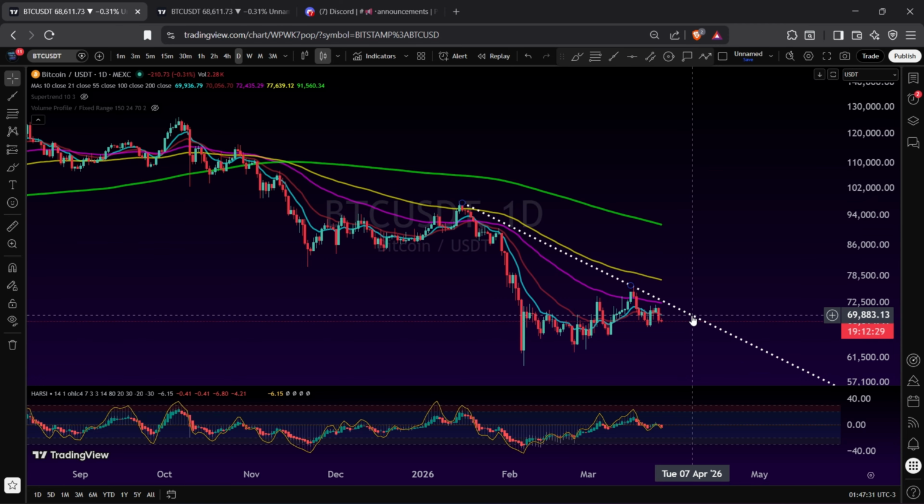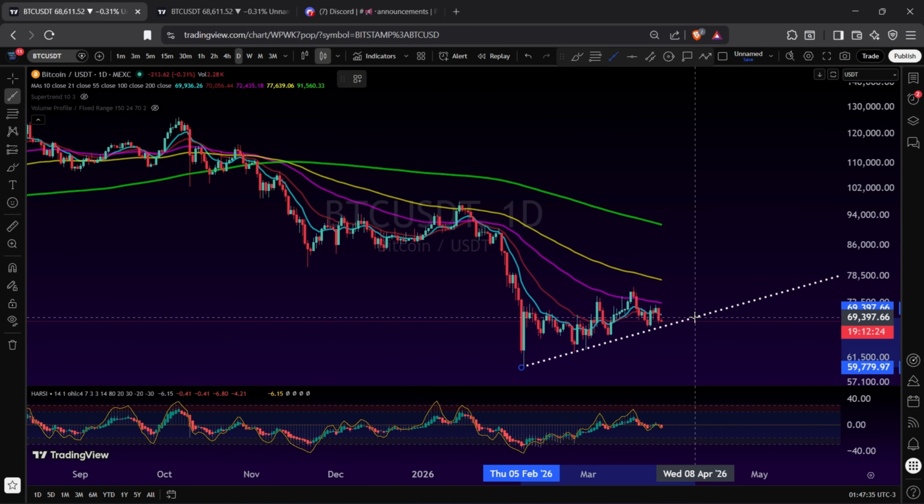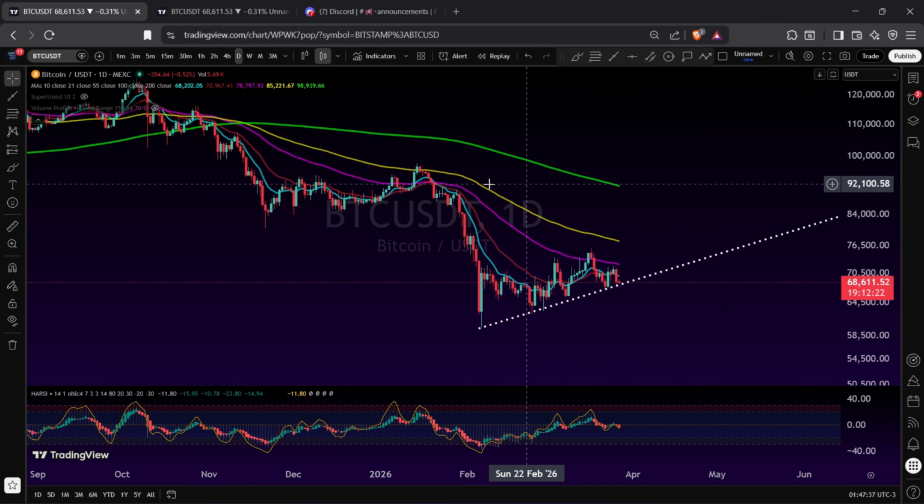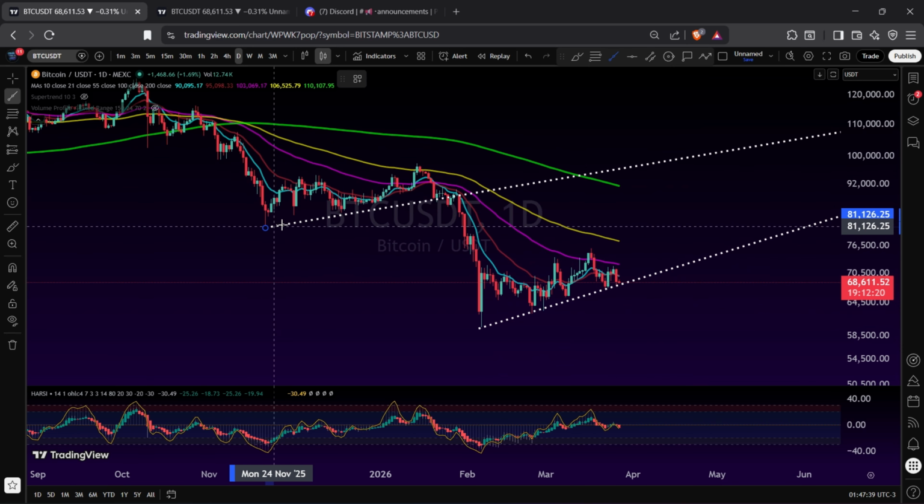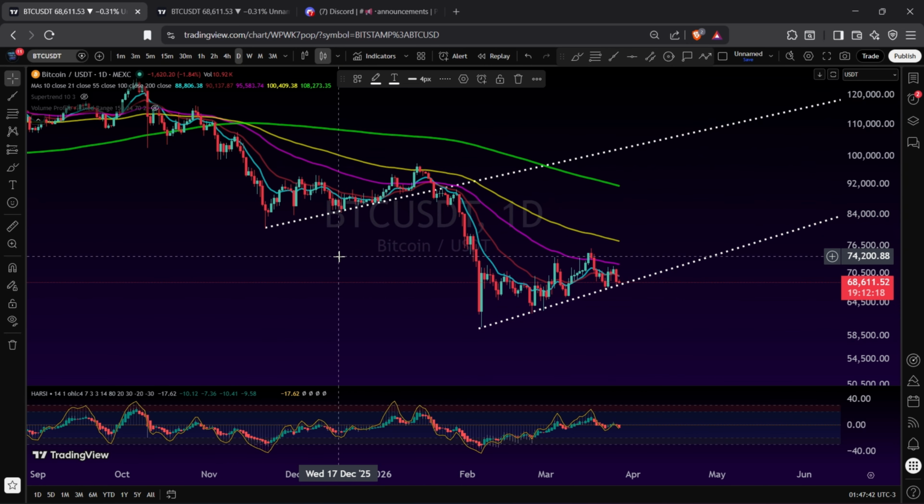When I'm mapping an uptrend, I anchor the ray to the absolute lowest wick of a major correction and connect it to the next significant higher low. I don't cut through the bodies of the candles. I want to see the exact perimeter of the market structure.